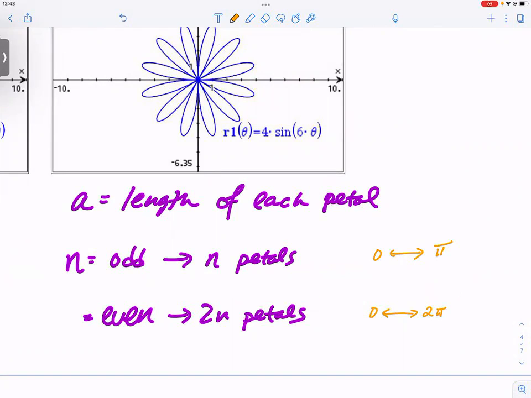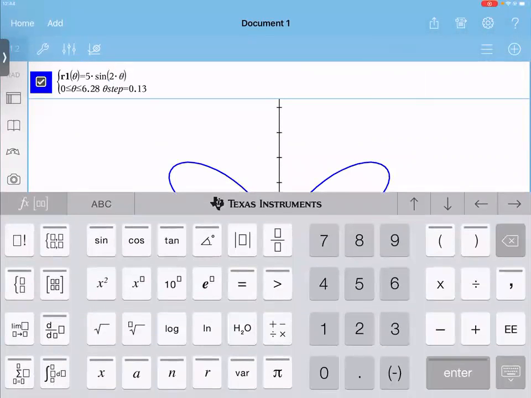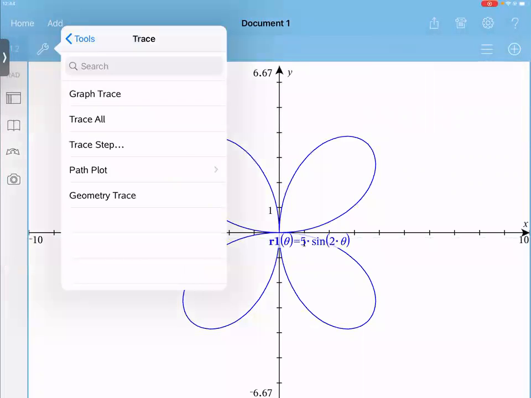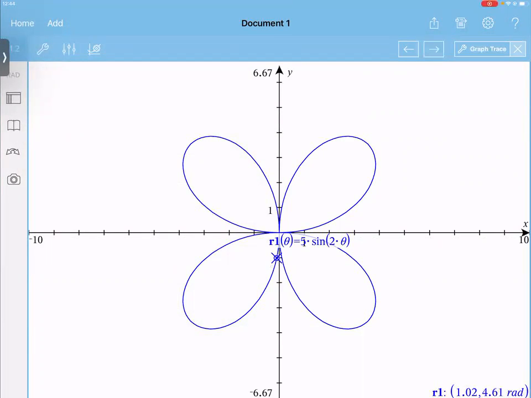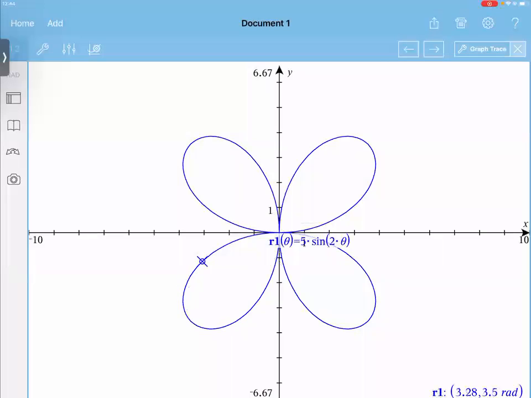Okay, now let me show you the actual example here. If I change the n to 2, so we have 4 petals, and then now let's do the trace again. Let's do the trace step back to 0.1 so that I can graph faster. Let's go back to 0. Okay, all right, so again, it starts from the origin and goes to the petal in quadrant 1 and then quadrant 4. That would be the journey from 0 to pi, only 2 petals. And then from pi to 2 pi, it will be the other 2 petals. And that's the reason why for n equal to an even number, you will have to draw all the way from 0 to 2 pi. Okay.